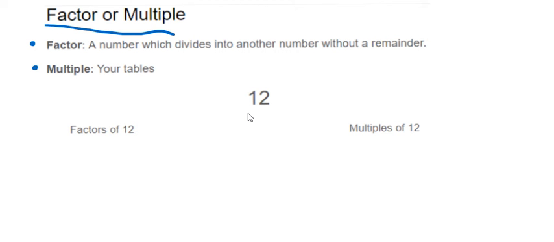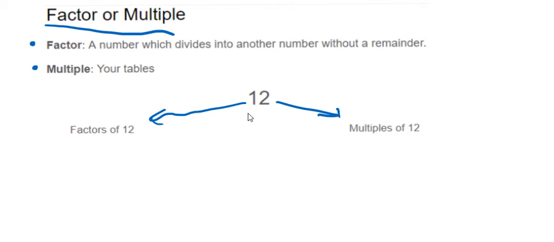Hi guys, so here we have factors and multiples. A factor is a number which divides into another number without a remainder. For multiples, the only two words I have written down are "your tables", so it's just a quick way of remembering what multiples are. Multiples are basically your tables. We'll get on to multiples in a second.